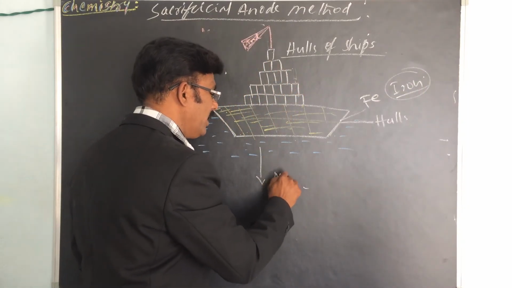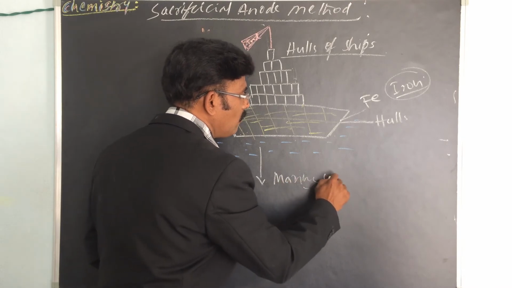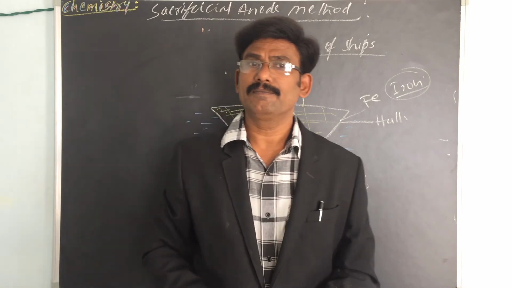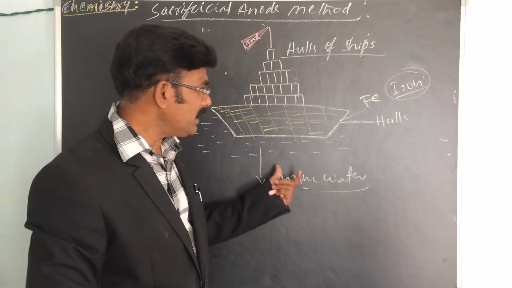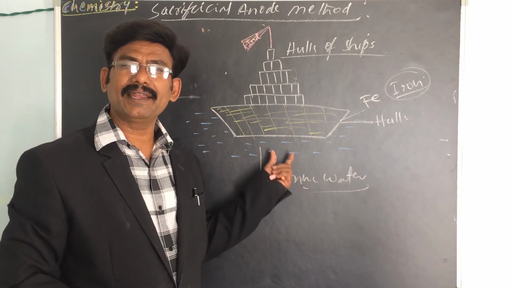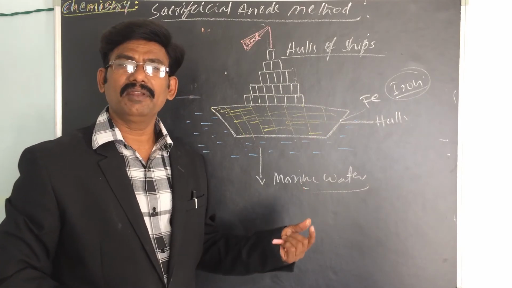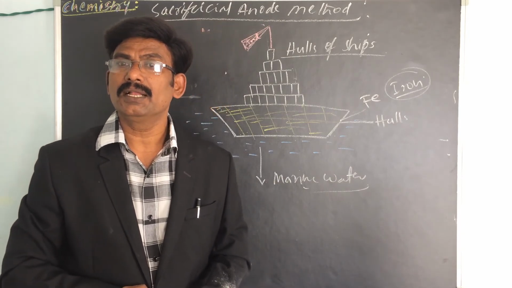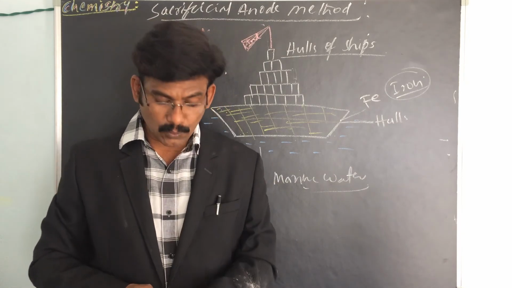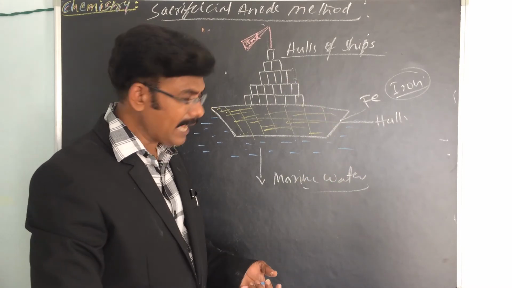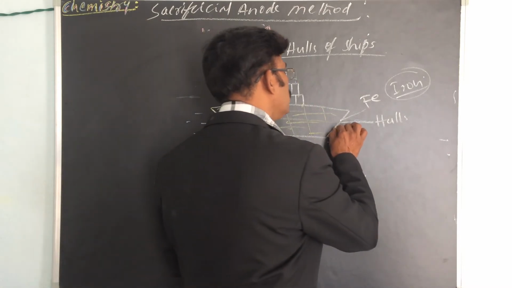Marine water means salty water. So what happens? The ships are moving in the marine water, and the iron gets rusted. Iron will rust immediately. So what do we have to use for that? The sacrificial anode, which means a more active metal. We have to use a more active metal that is connected to this.